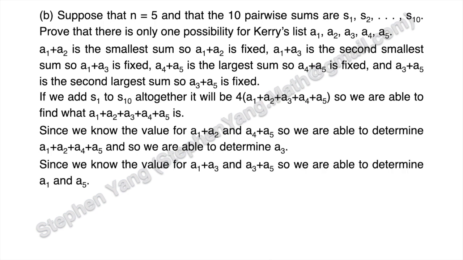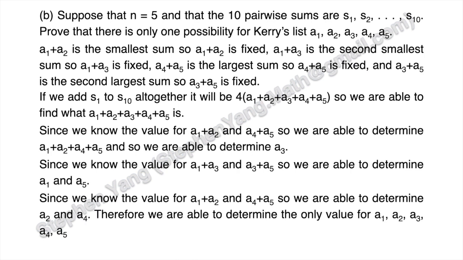And since we know the value for a1 plus a3 and a3 plus a5, we'll be able to determine the values of a1 and a5. And since we know the values for a1 plus a2 and a4 plus a5, we're also able to determine the values of a2 and a4. So now we are able to determine every value for a1, a2, a3, a4, and a5. That means there is only one possible list for Carrie's list.